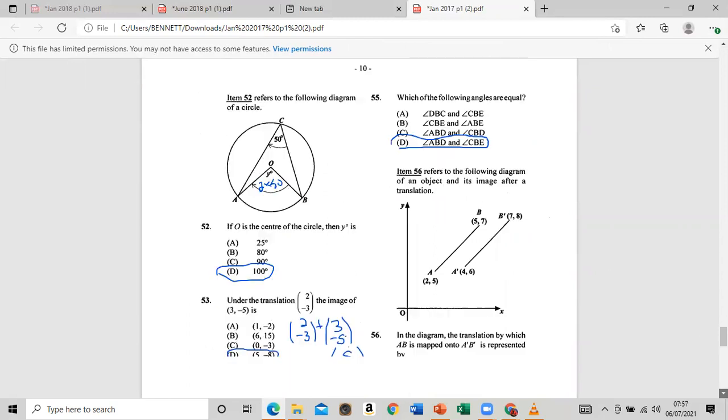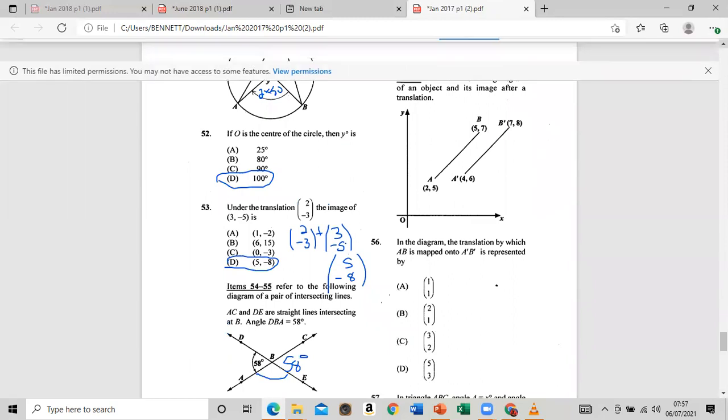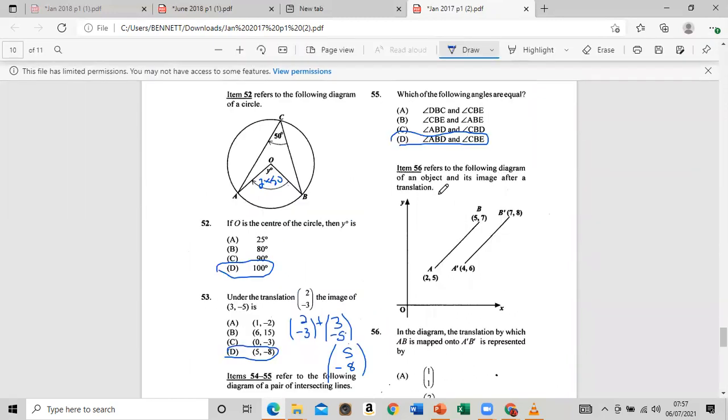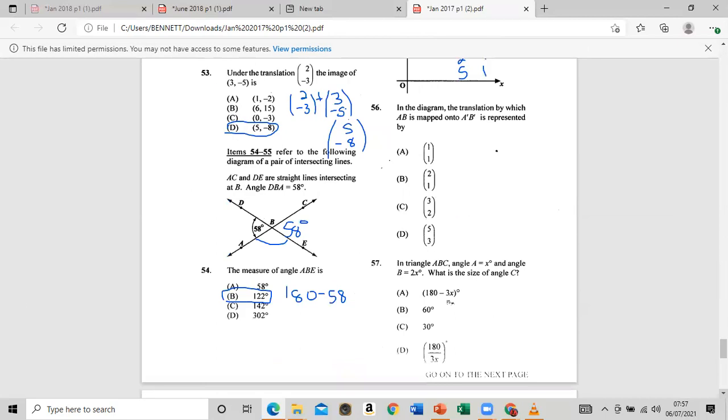All right. I did this one on a question earlier, but you don't know the shape score, right? I'm going to do it again. So 56, refer to the following diagram of an object and its image after the translation. So these are the original, and then we get this. So we move from 2 to 4 and 5 to 1, right? So this will add 2, so it's 2 and 1. And we're done.